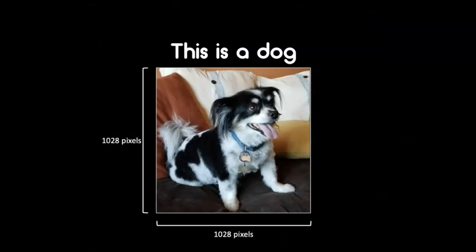This is a dog. More specifically, it's a picture of my dog, Pancho, and it's made up of over 1,000,000 pixels, or little dots on your screen, where each pixel represents a specific color and intensity. When your eye puts all these pixels together, your brain tells you that it's a dog.